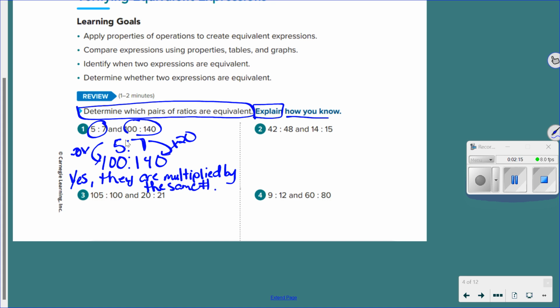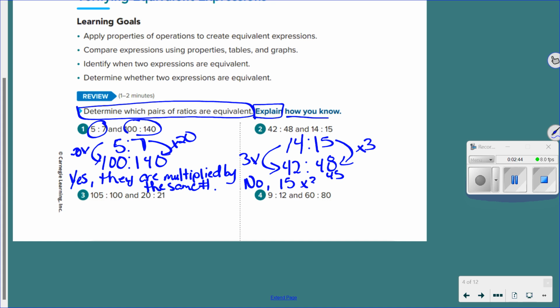All right. 2. I'm going to put the small one on top and the larger one on the bottom just because it's easier for me. What would I do to 14 to get to 42? Times 3. So 15 times 3. What is 15 times 3? 45. So are they equivalent? No. 15 times 3 equals 45, not 48.